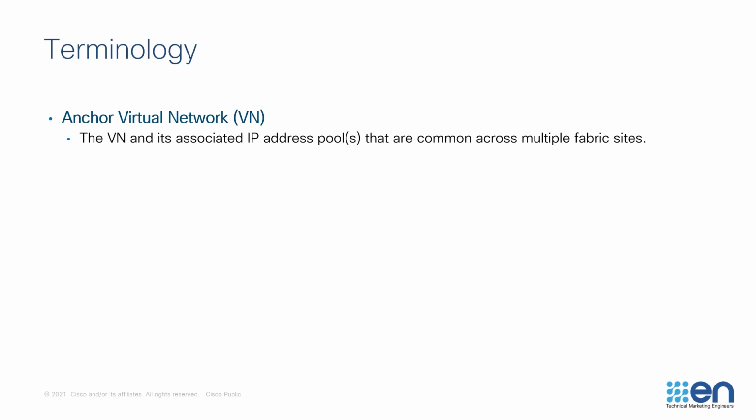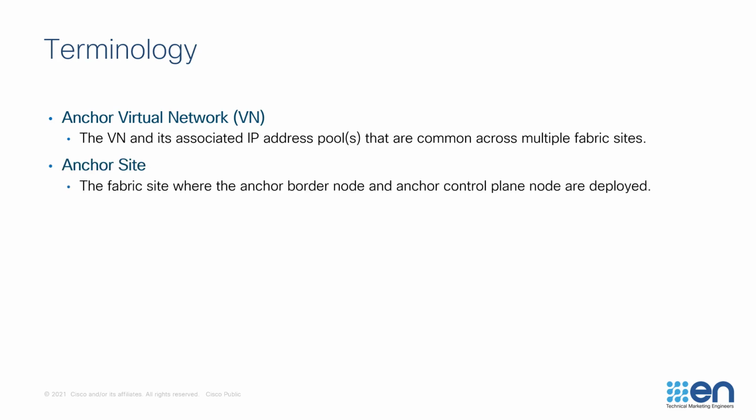These terms are all very similar because they have the term anchor in them. The anchor virtual network. This is the very goal of the Multisite Remote Border feature, is to create this. But what is it? It's a virtual network that exists in multiple fabric sites and, this is the really important part, the associated IP address pools and segments are common across these sites. So this should give you an idea of what the anchor site is. It is the fabric ingress and egress site for our anchor VN. In our workflow, this is the first fabric site where the anchor VN is deployed. This is also the fabric site where the anchor border node and the anchor control plane node are deployed.